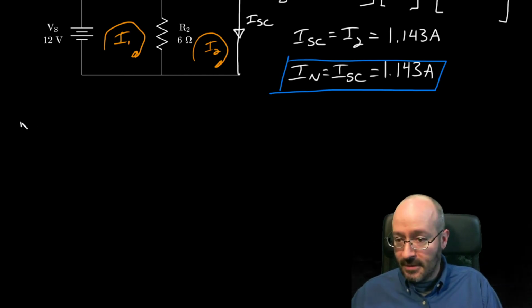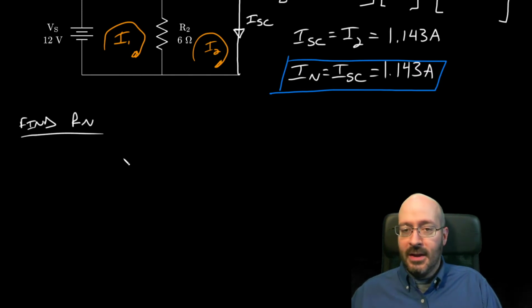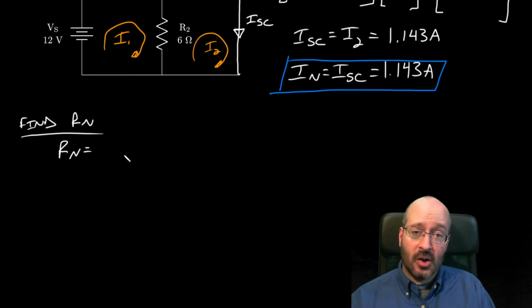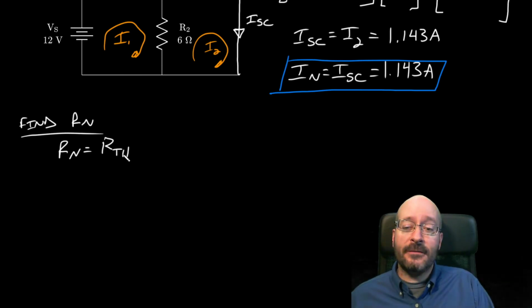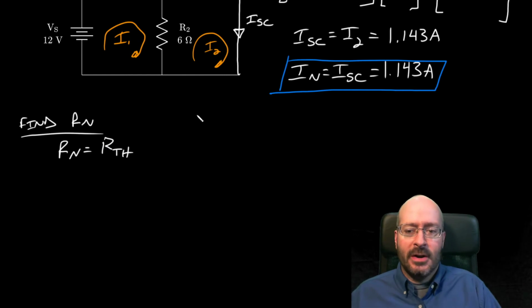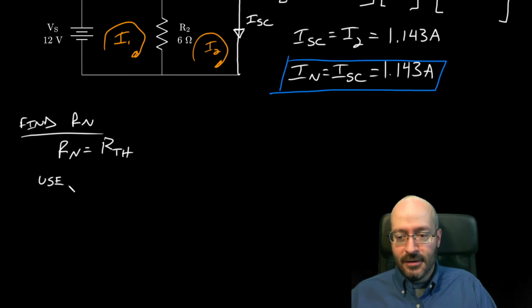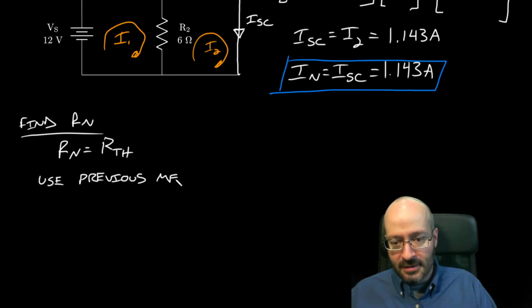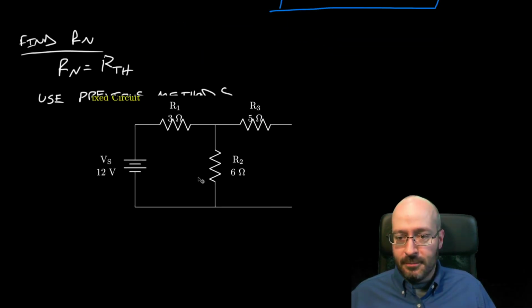All right. Now next step, find R Norton. And here's what I'm going to tell you about this one. R Norton is related to R Thevenin. In fact, they're the same. Okay, so if you can find R Thevenin, you already know R Norton. So R Norton equals R Thevenin. Use previous methods. So I don't need to go through introducing them all. We've been practicing it already. Use previous methods. Okay, so I'll do it here because I can do it fairly quick.